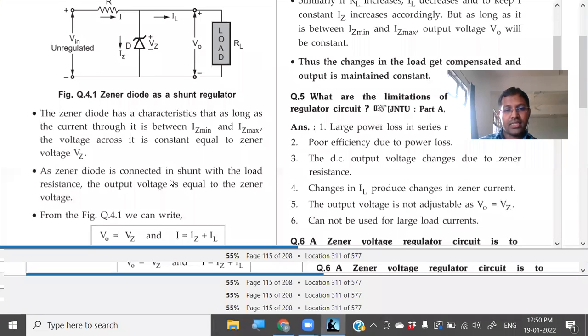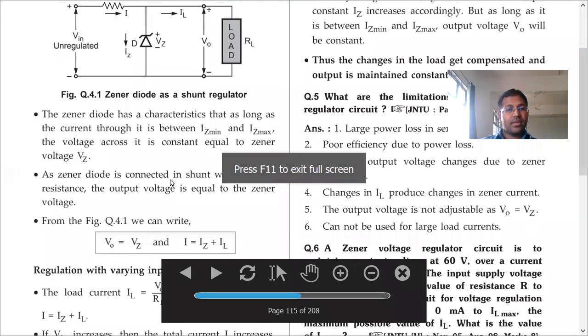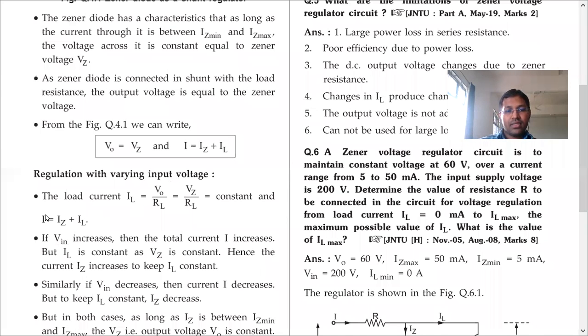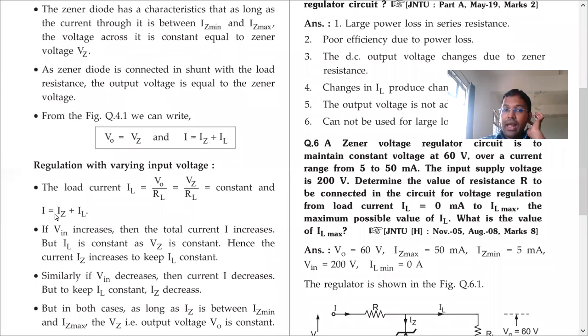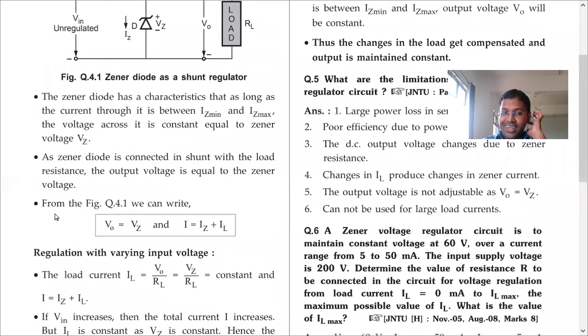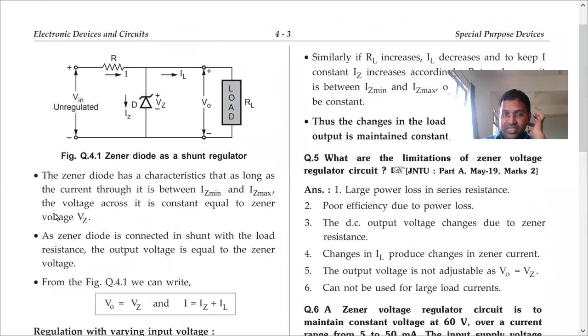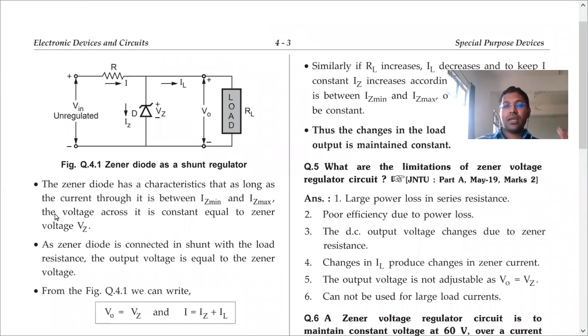Okay, next, this equation we have seen, right? And here there are two cases we will study. First, when input fluctuates, if the output is constant, then only it is a regulator.